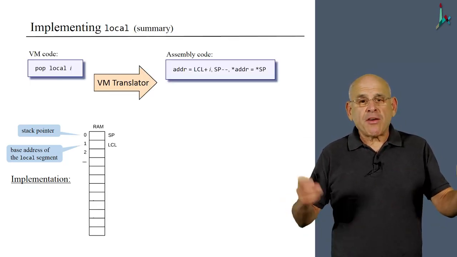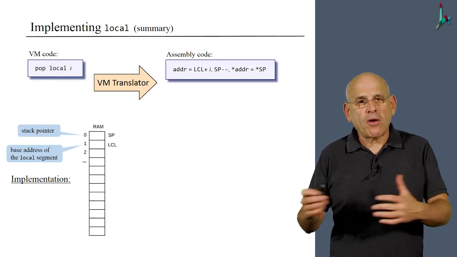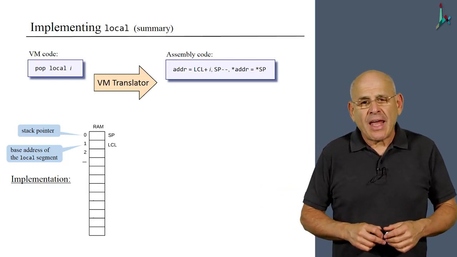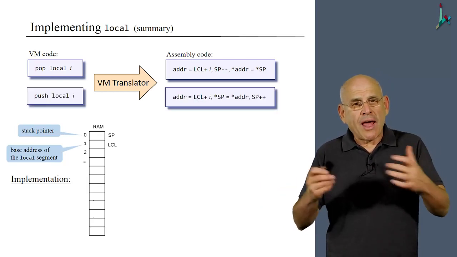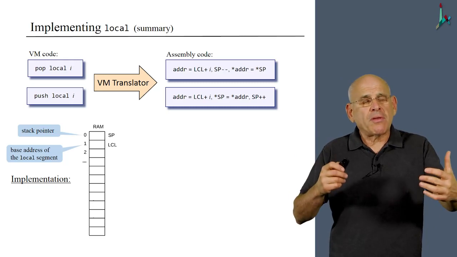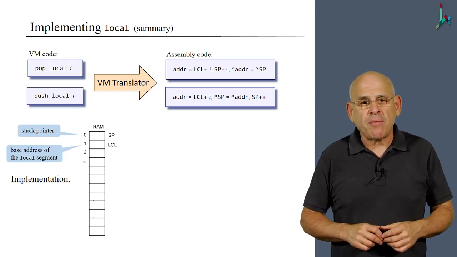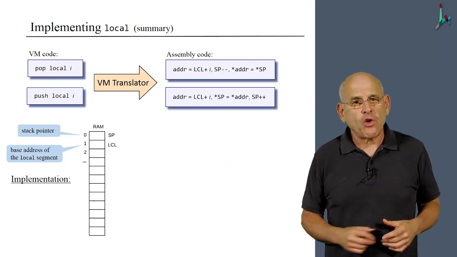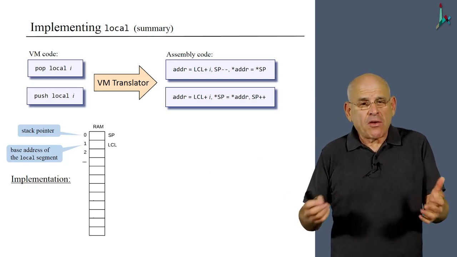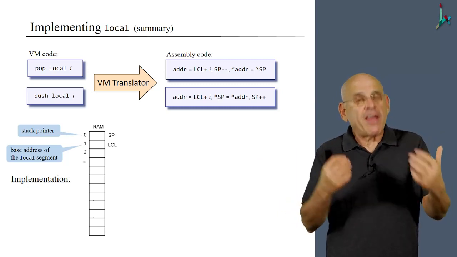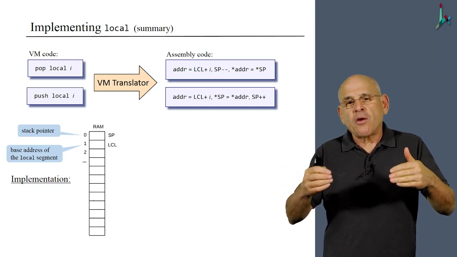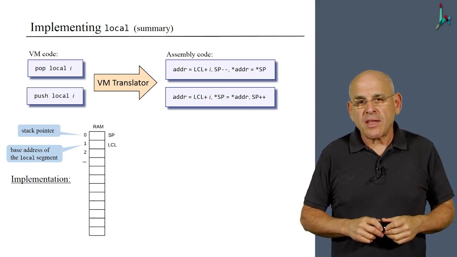So here is the generalized translation of the pop local i command. What we see on the right-hand side is exactly what we had in the previous slide. And the push local i command is implemented in a very similar way, somewhat symmetric. Okay, so we compute the target address as we did before, and then we carry out a push operation using 2 pseudo instructions. And once again, in order to actually make it happen, your VM translator has to generate the assembly instructions that will realize this pseudocode using the Hack language.